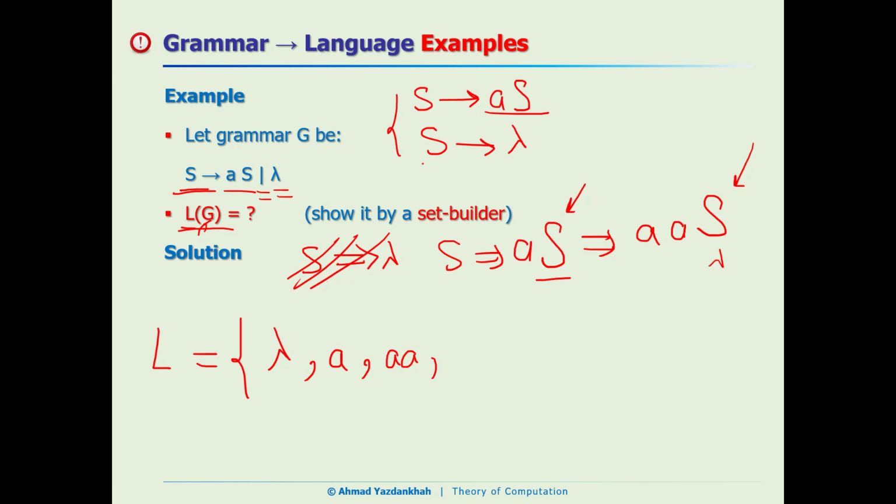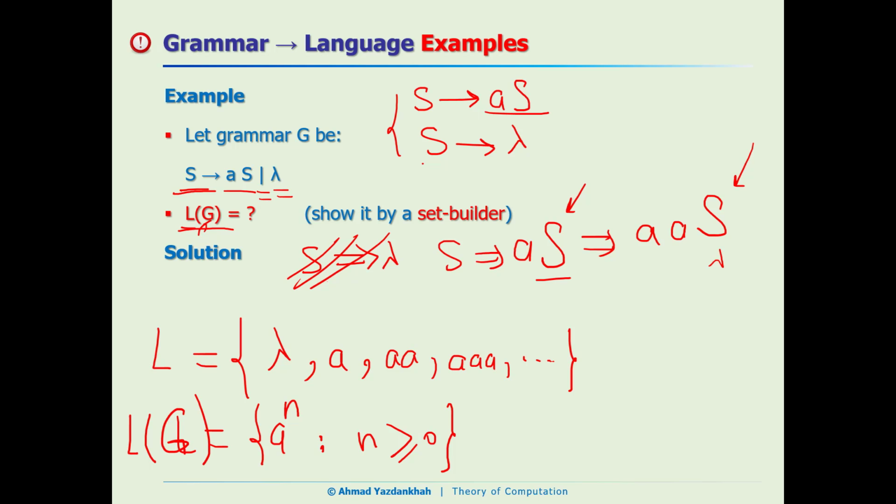This grammar is defining what? Any number of A's. So what is the set builder for that? Oh, we are so familiar with this. N greater than or equal to 0. So this is the language. The better way is this way: L of G is equal to A to the N such that N greater than or equal to 0.